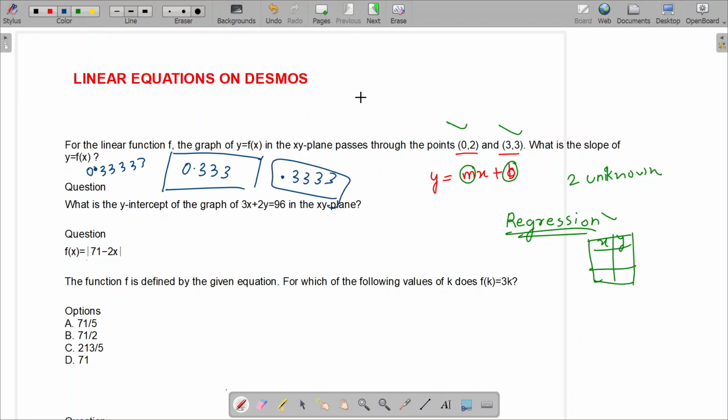Both will be correct. But if you're simply putting 0.3, that will be wrong. Either you put it in fraction or you put 5 characters if it is positive. So that will be your answer.